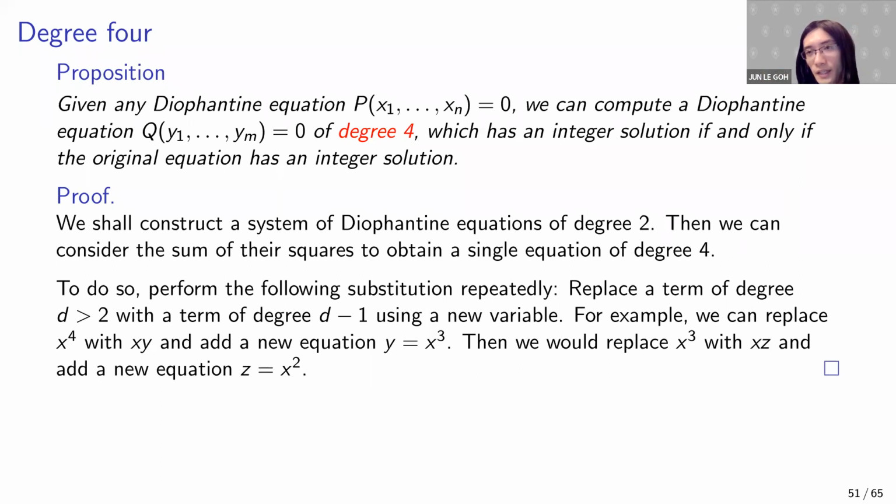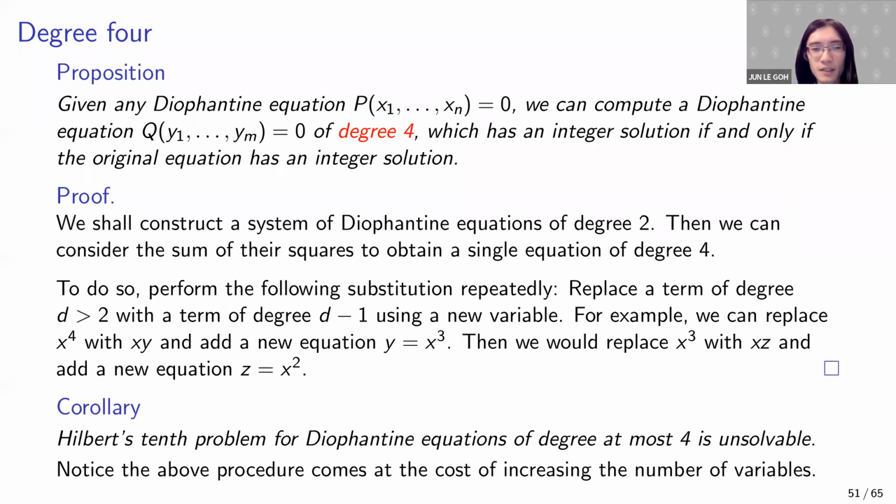So the corollary, as I've already verbally mentioned, tells us that Hilbert's 10th problem for equations of degree at most 4 is unsolvable, because we can reduce the original Hilbert's 10th problem to this subproblem here. So basically what this tells us is that there's no hope for number theorists to search for an algorithm to solve all equations of degree 4, right? It is unsolvable. It is equally unsolvable as the general case. Degree 3, however, is still open, right? We don't know.